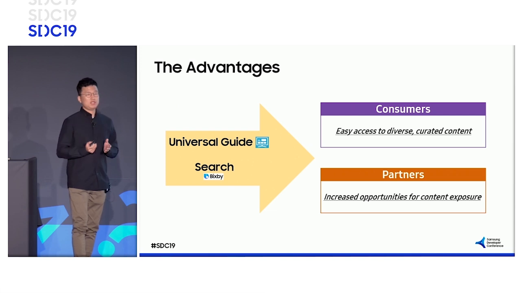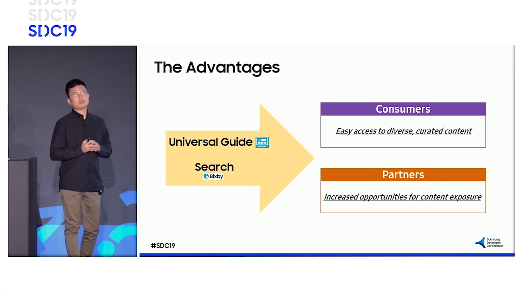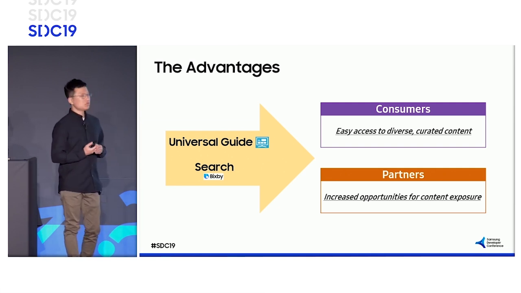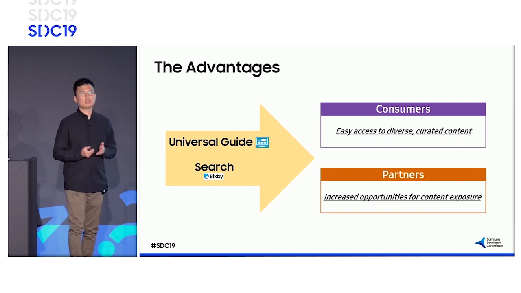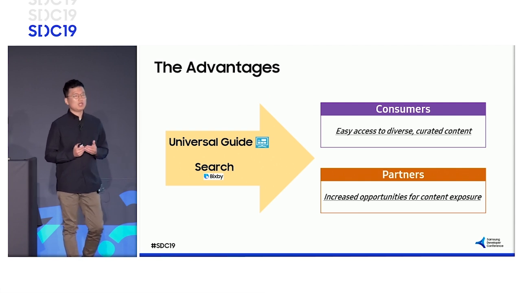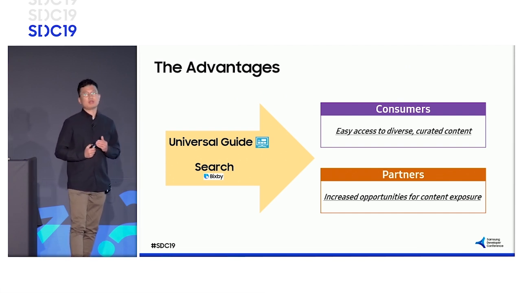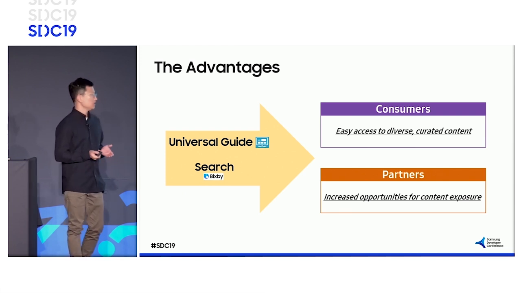So, what are the advantages of discovery services? In fact, there are two aspects to the advantages. One is the consumer side, and another is the partner side. On the consumer side, because we provide diverse content sources like live TV channels, TV Plus channels, or OTT content, users can easily access content whenever they want to watch. On the partner side, they have much more chance to expose their content in Samsung Smart TV and discovery service. So everyone is happy.